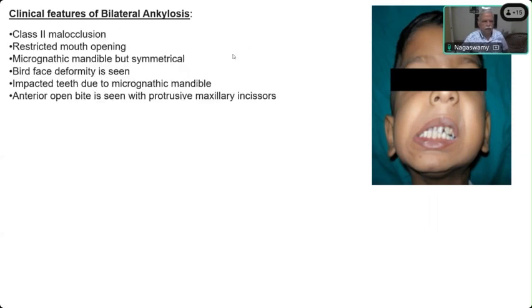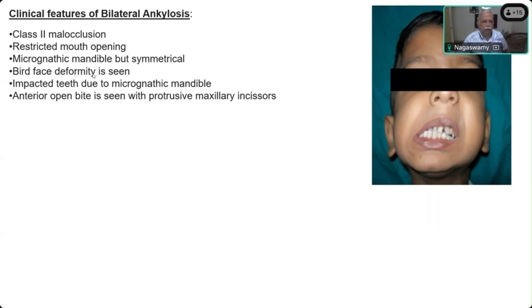So what you have to examine is whether he has a patent nostril. You occlude one nostril and ask him to blow through that, and ask him whether he is able to breathe comfortably through both sides, and then examine the neck for any anomalies there.